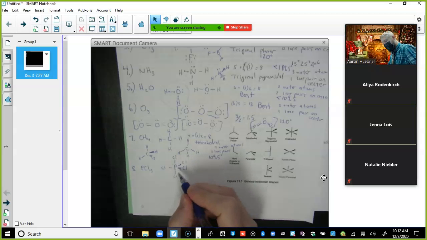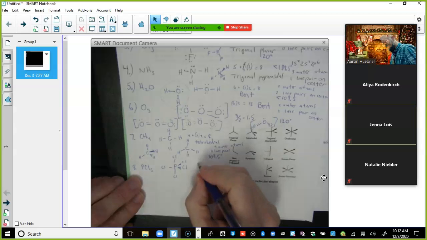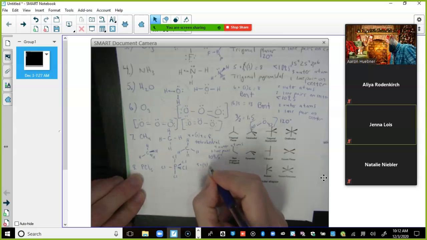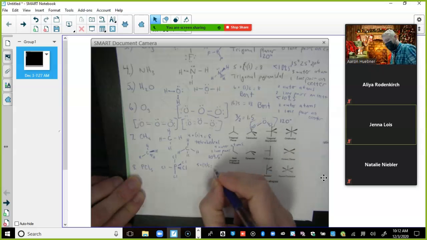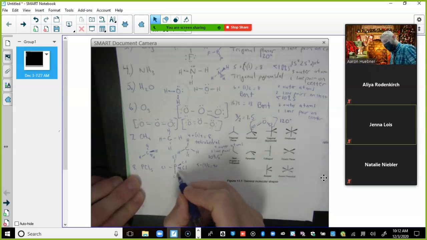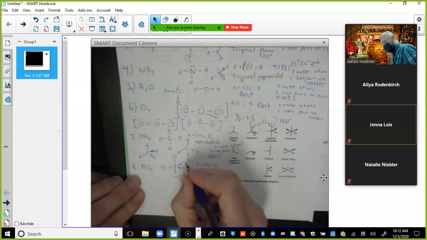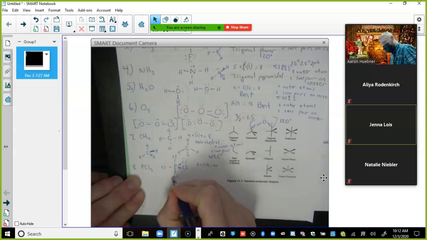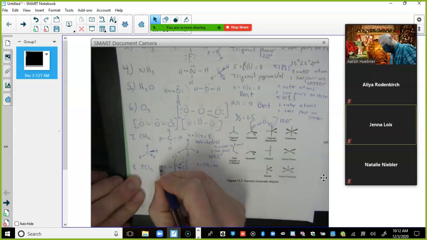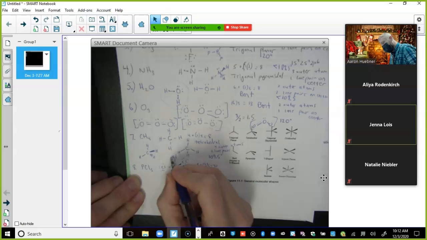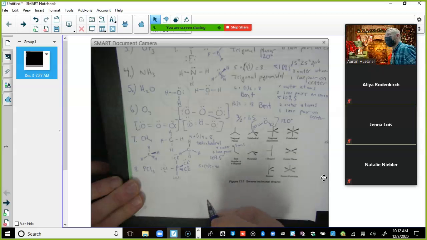Okay, so we got 2, 4, 6, 8, 10. First, we got to count the valence electrons. Phosphorus has 5, chlorine has 7, and there's 5 of them. 35 plus 5 is 40 total. So I got 2, 4, 6, 8, 10. I'm going to add 6 more to each of the outer ones. 2, 4, 6, 8, 10, 12, 14, 16, 18, 20, 22, 24, 26, 28, 30, 32, 34, 36, 38, makes it to 40. Perfect. Alright.